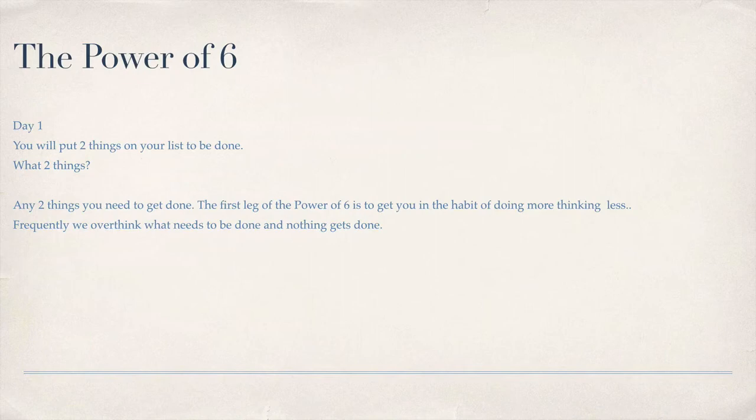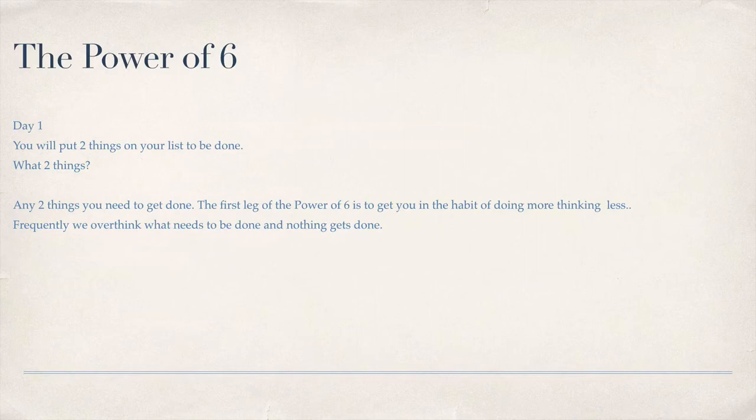And here we come to the action part. Like I said, we're going to get to the nitty-gritty because this course is about getting things done. First week, underwhelmed, to get you in the habit. Put two things on your list to be done. What two things? Any two things you need to get done. The first leg of the power of six is to get you in the habit of doing more, thinking less. Let me say that again. The first leg of the power of six is to get you in the habit of doing more, thinking less.